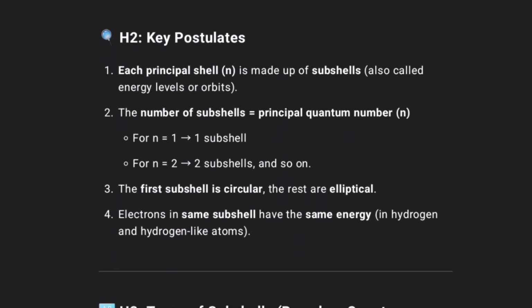1. Each principal shell, n, is made up of subshells, also called energy levels or orbits. 2. The number of subshells equals the principal quantum number n. For n equals 1, there is 1 subshell; for n equals 2, 2 subshells, and so on. 3. The first subshell is circular, the rest are elliptical. 4. Electrons in the same subshell have the same energy in hydrogen and hydrogen-like atoms.